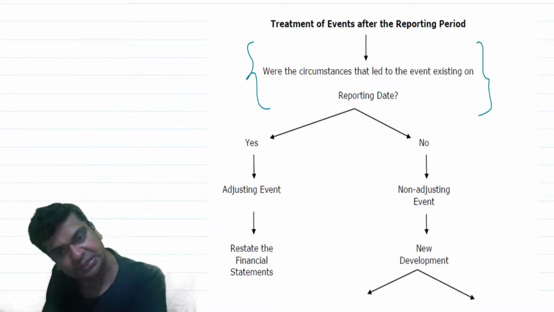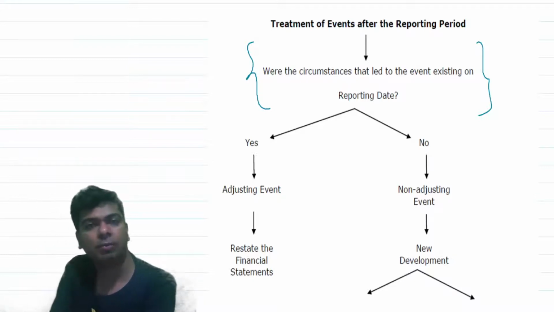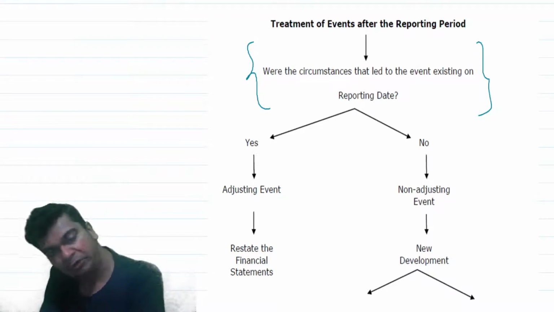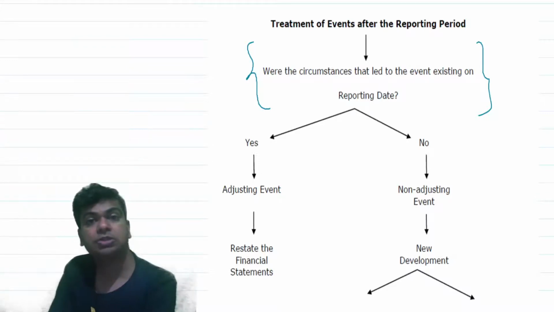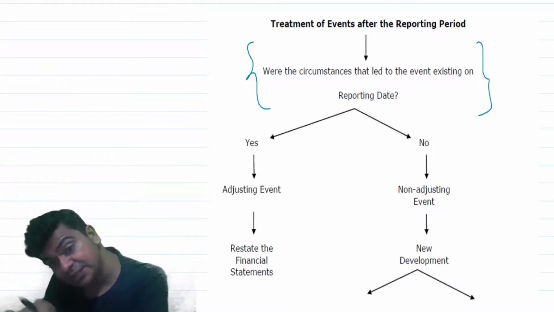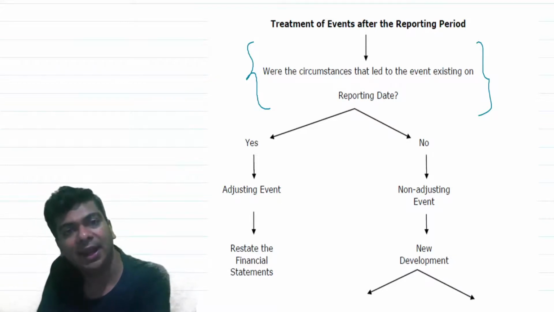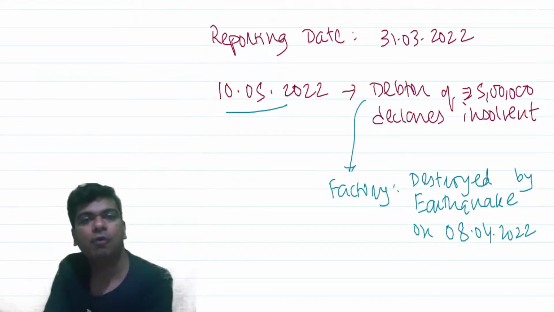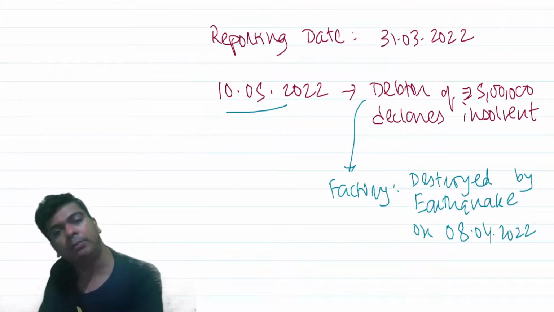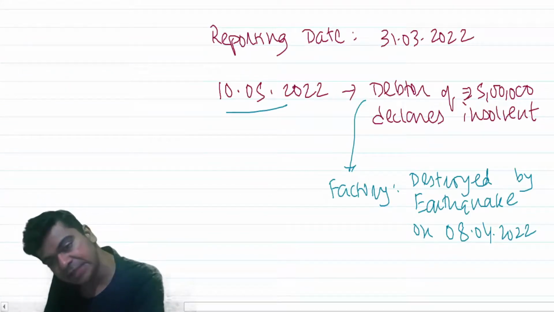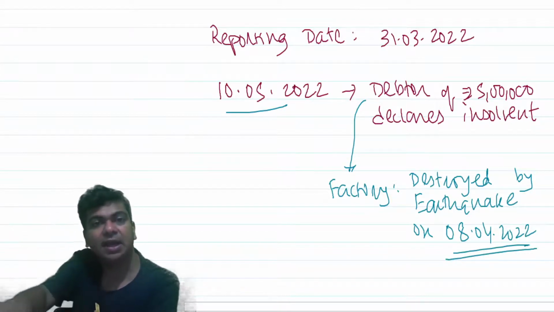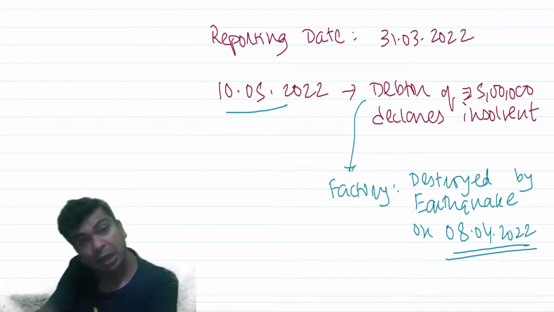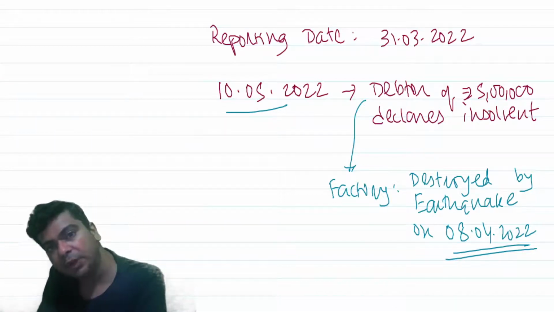Were the circumstances that led to the event existing on the reporting date? Tell me, what were the circumstances that led to the insolvency? Earthquake which destroyed the factory. Was that existing on the reporting date? No. The earthquake did not happen before or on the reporting date. The earthquake has occurred after the reporting date. The circumstances that are leading to the insolvency were not prevailing on the reporting date.